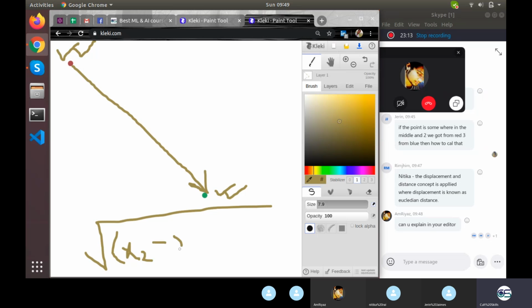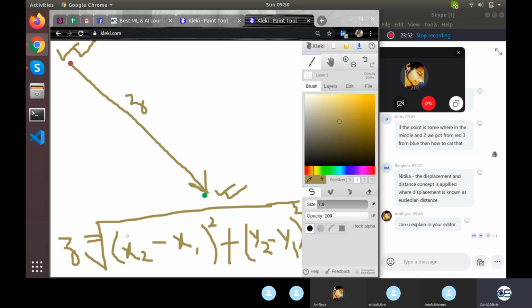So x2 minus x1 square plus y2 minus y1 square. That seems more like Pythagoras theorem as well. And this is the root for all of them. This is what the distance z is, where z is this Euclidean distance. Okay, this is what z looks like, and it is nothing different than a Pythagoras theorem.